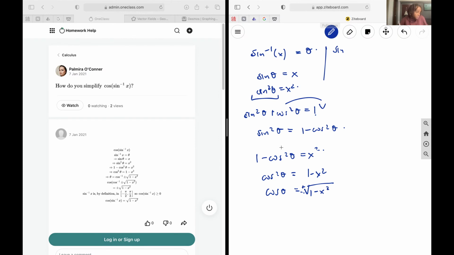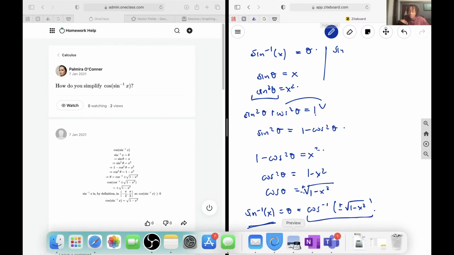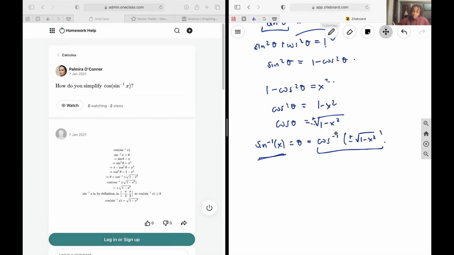And so I have that inverse sine of x is equal to theta, and that is going to be the inverse cos of positive or negative root 1 minus x squared. Now instead of having this version of theta within the argument, I'm going to have this one, because I can easily deal with cos and inverse cos, as the two will cancel each other out due to the inverse relationship.